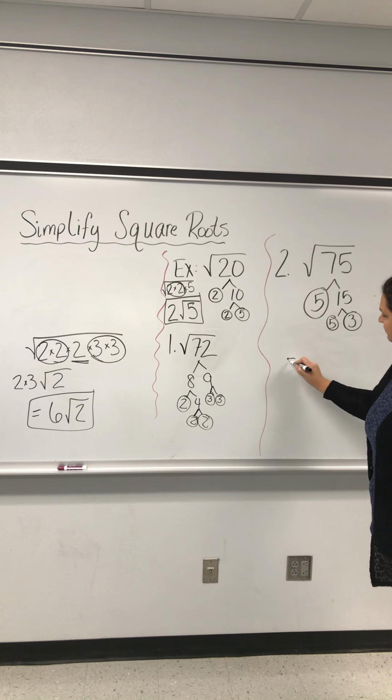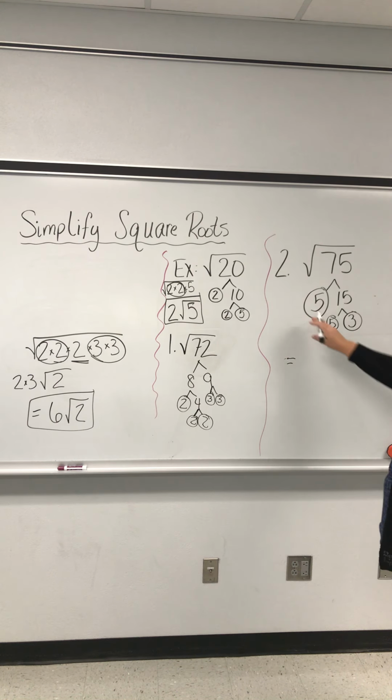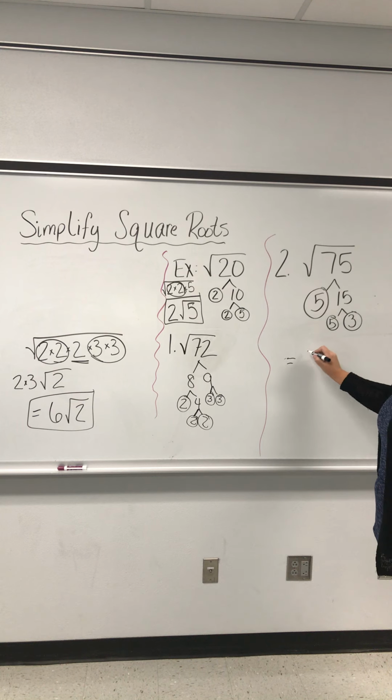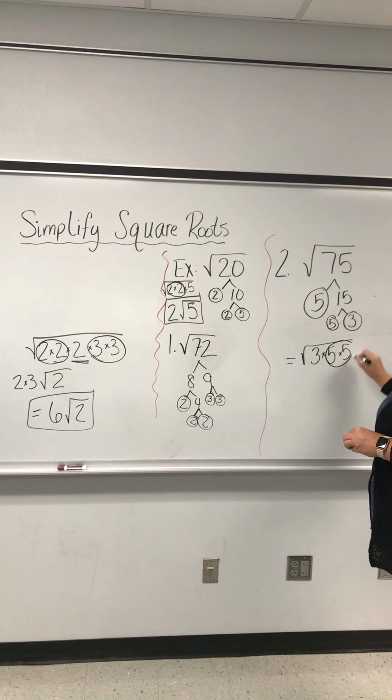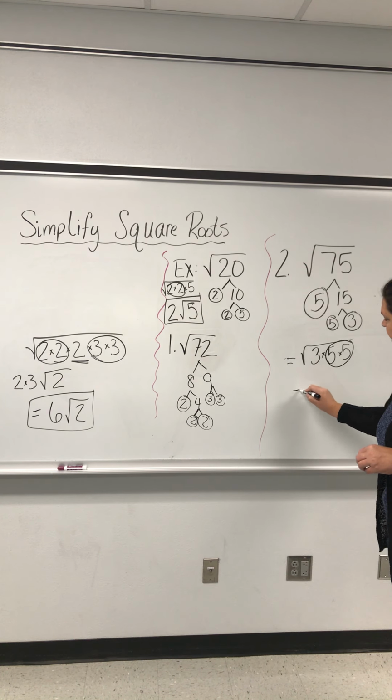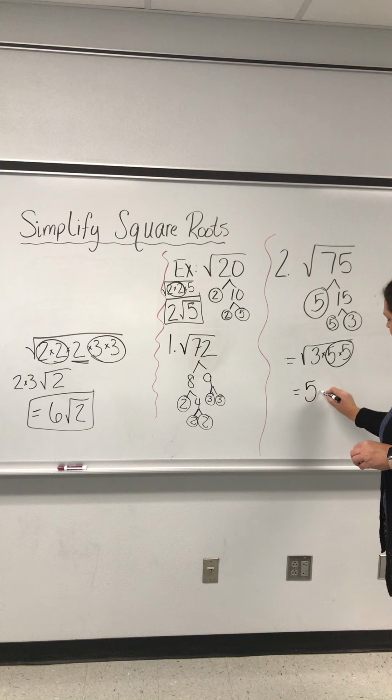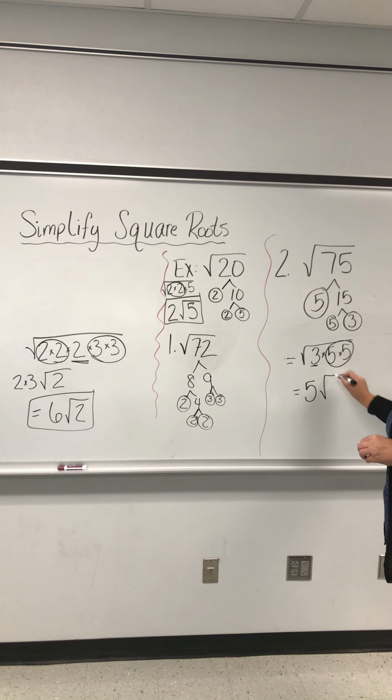So here we'll rewrite what we have. We have 3 circles, so we know that we have to have three numbers in here. So to simplify the square root of 75, we have the square root of 3 times 5 times 5. We're going to circle our pairs and bring them to the front. And our 3 is left over, so we'll leave him inside.